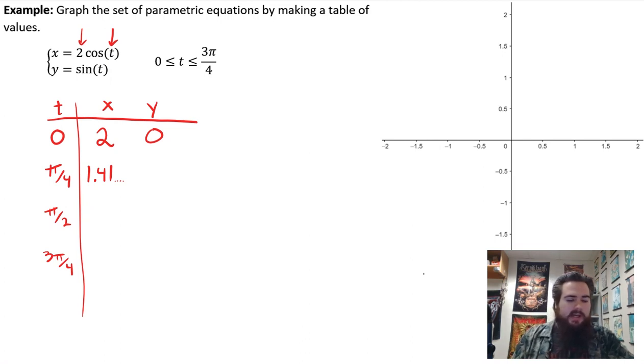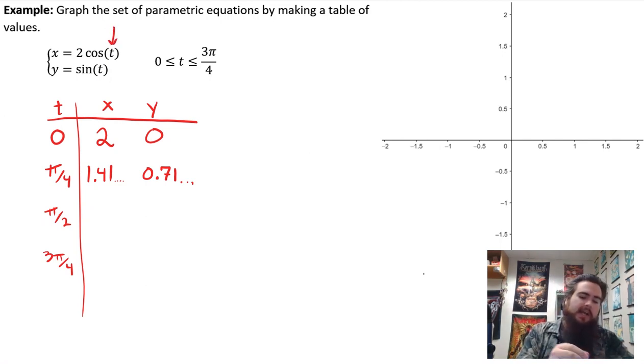Whereas if I plug in pi over 4 into sine of t, sine of pi over 4 is square root of 2 over 2 again, but this is not going to be multiplied by 2. So this is just the square root of 2 divided by 2, which is roughly about 0.71, approximately.